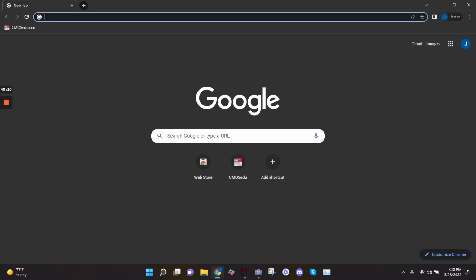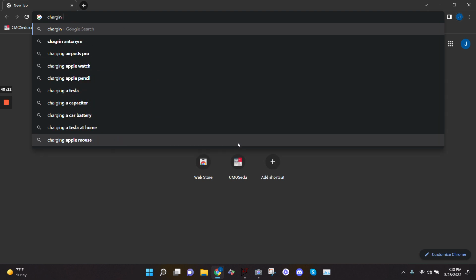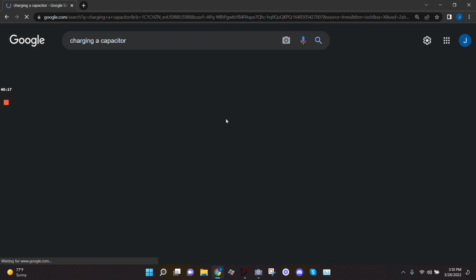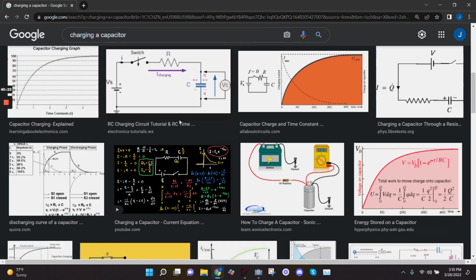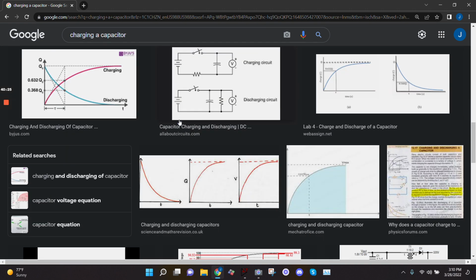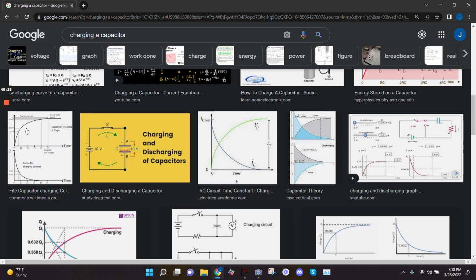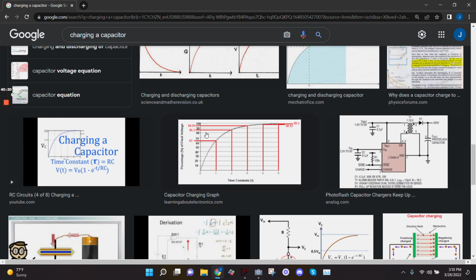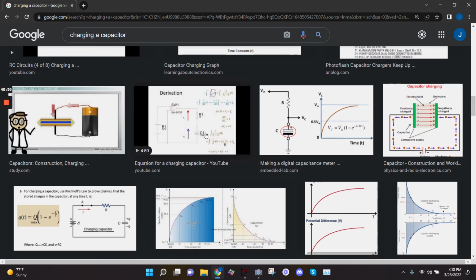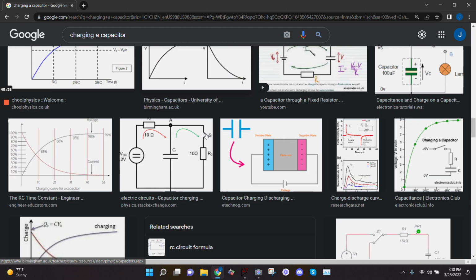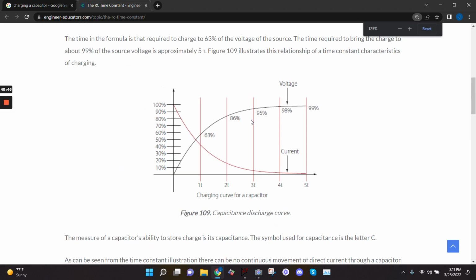That's kind of interesting. Charging capacitor. There's plots that you can see for the time constants. I want to see if I can find a good one. Here it is. No, that's not good. Ugh. These all suck. Oh, this one's okay.